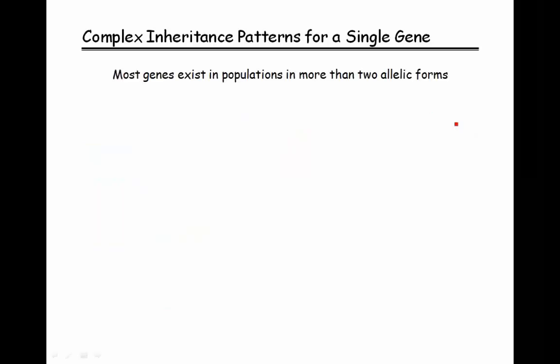We also want to talk about the fact that, generally speaking, for most genes, there is not just a capital A and a lowercase a. Most genes exist in populations in more than 2 allelic forms. So that means that there may be 10 different A's that are possible. So we might have an A sub 1, an A sub 2, an A sub 3, and so on. Now, just because we may have a lot of different A alleles possible, that does not change the number of alleles that we will inherit or that we will have in our DNA.